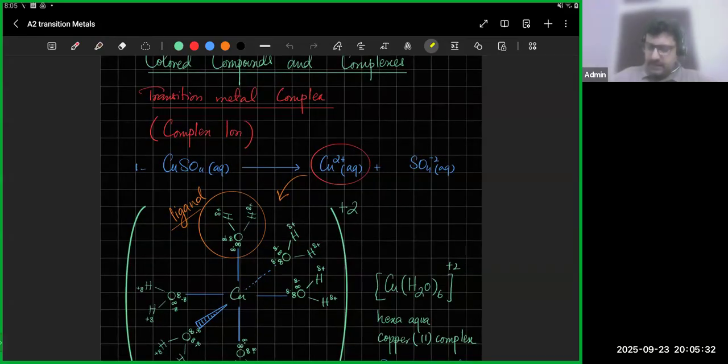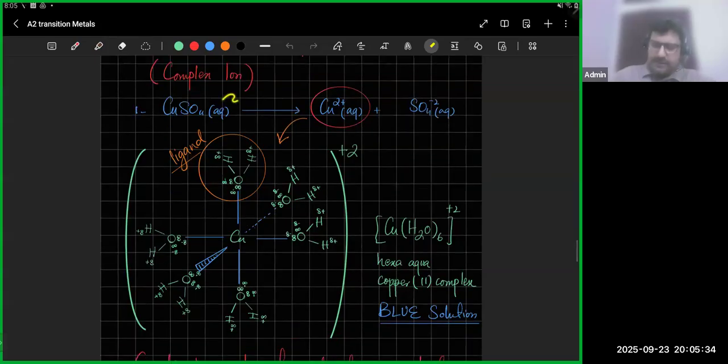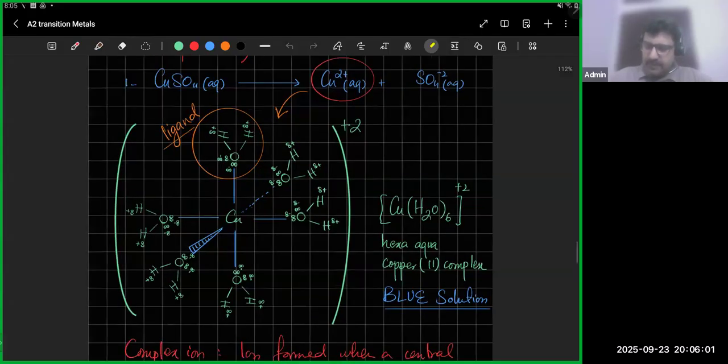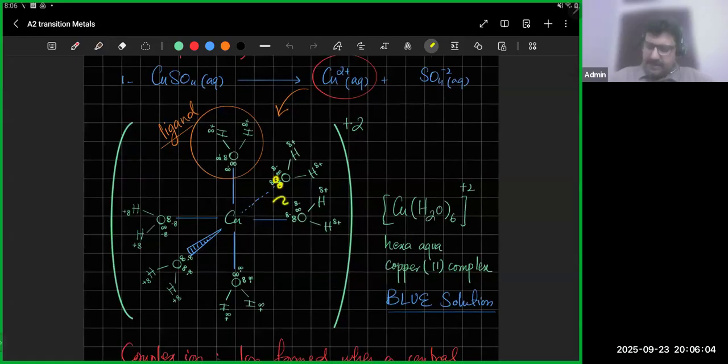And I told you that when you have copper sulfate aqueous, the copper ions dissociate. There's a positive copper ion, and that +2 copper ion gets surrounded by water molecules. So this one has a +2 charge in the middle, and you've got water molecules which are known as ligands. We wrote down the definition of a ligand: a species that has a lone pair, and that lone pair gets attracted to the positive metal ion in the center.